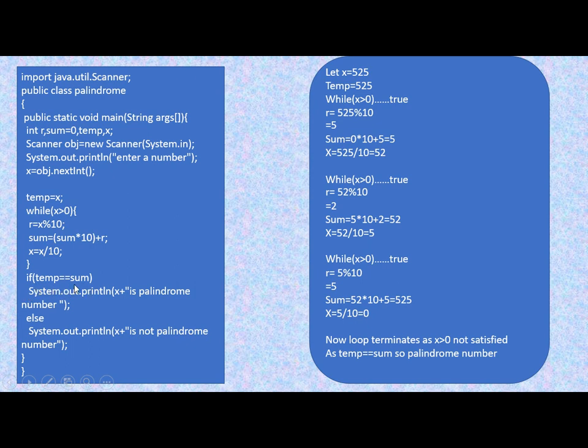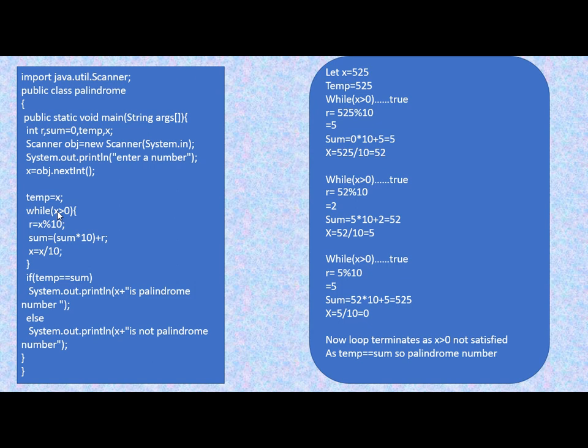Now as the value of x becomes 0, the loop will terminate and this statement will be executed. If temp equals sum: we just got sum as 525, and in temp we had stored the value of x, so it is also 525. As this is true, it will print that it is a palindrome number. So this is the concept of a palindrome number. This code is actually reversing the number and checking whether the original number is the same as the reversed number. If they are the same, it is a palindrome number, and if not, it is not a palindrome number.